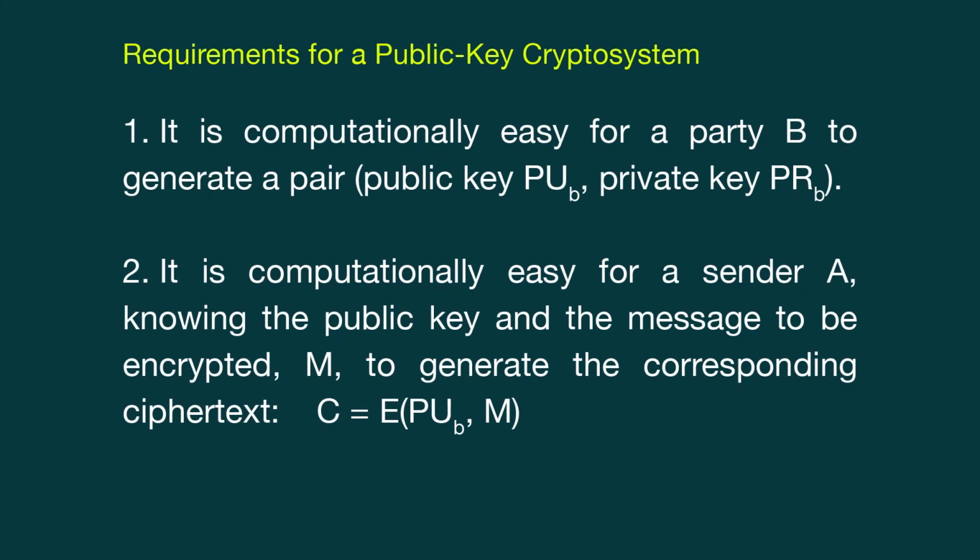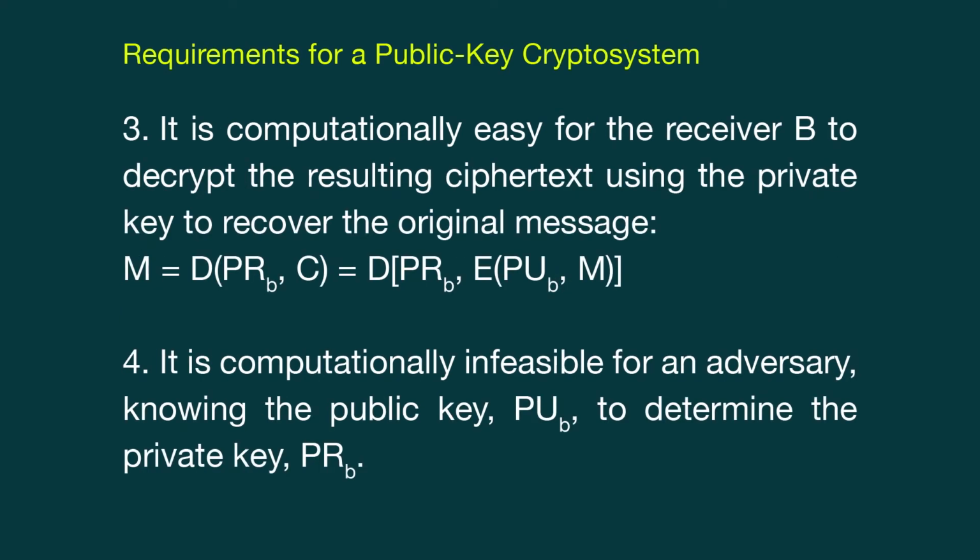It is computationally easy for a party B to generate a pair: public key PUb, private key PRb. It is computationally easy for a sender A, knowing the public key and the message to be encrypted, M, to generate the corresponding ciphertext, which is C = E(PUb, M). It is computationally easy for the receiver B to decrypt the resulting ciphertext using the private key to recover the original message: M = D(PRb, C), which is equal to D(PRb, E(PUb, M)).